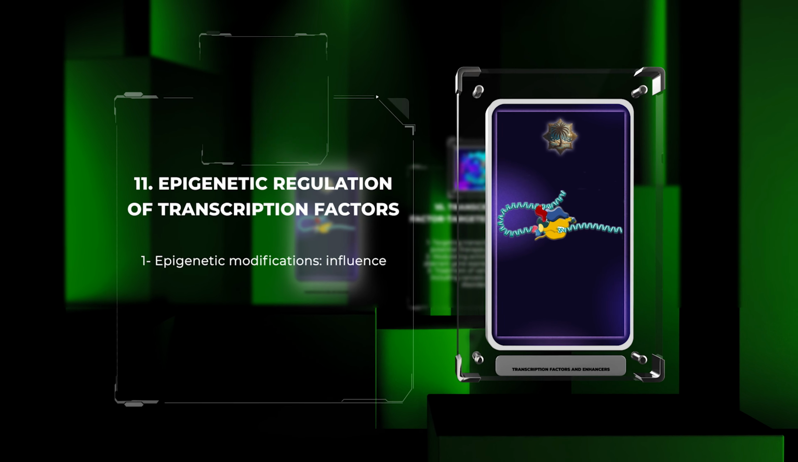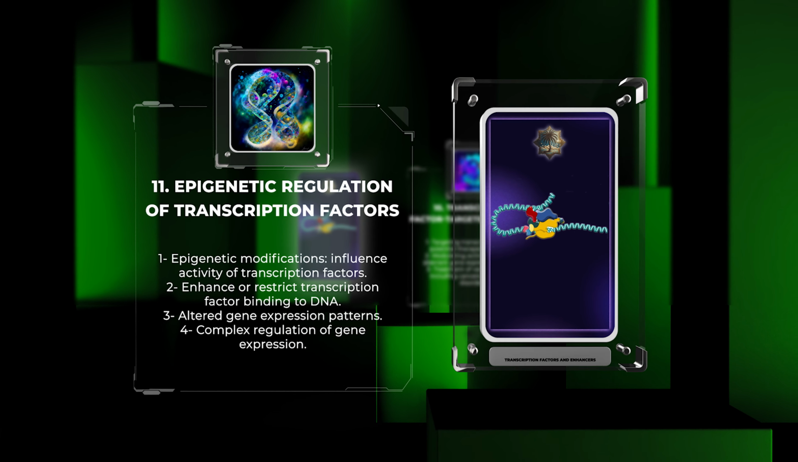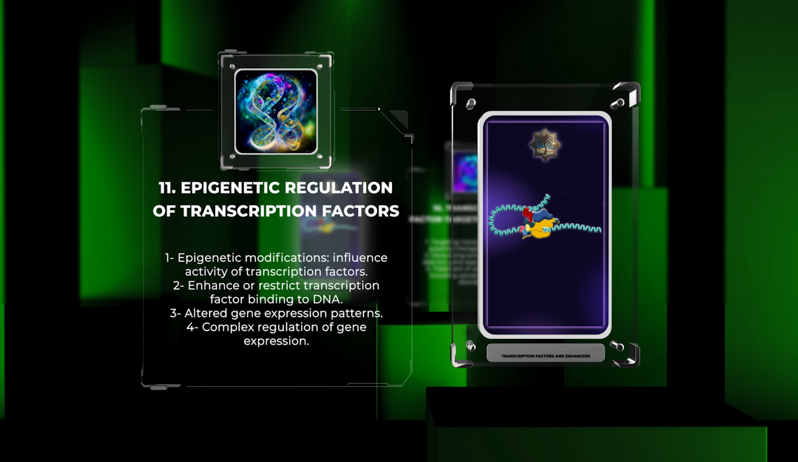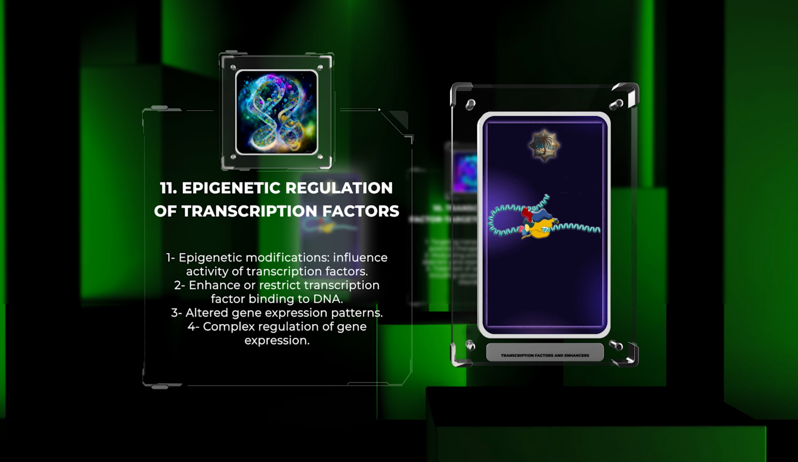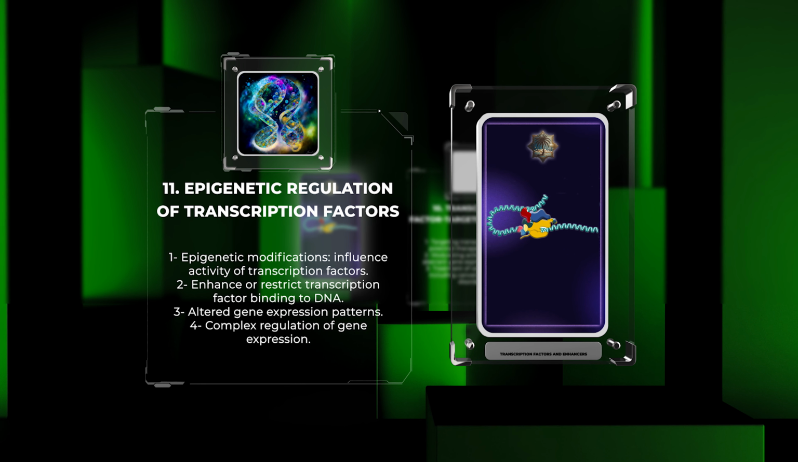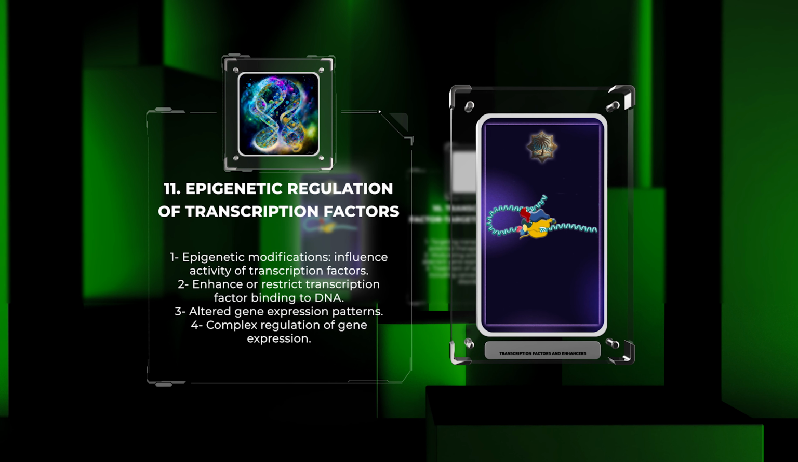Epigenetic modifications, such as DNA methylation and histone modifications, can influence the activity of transcription factors. These modifications can either enhance or restrict transcription factor binding to DNA, leading to altered gene expression patterns. Elucidating the interplay between epigenetic modifications and transcription factors provides insights into the complex regulation of gene expression.